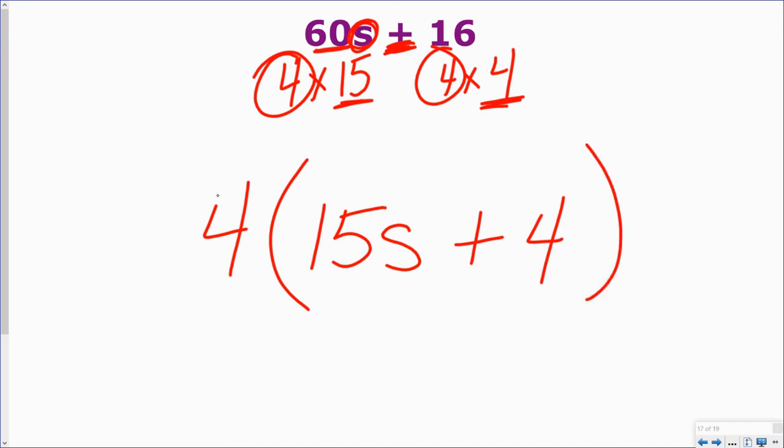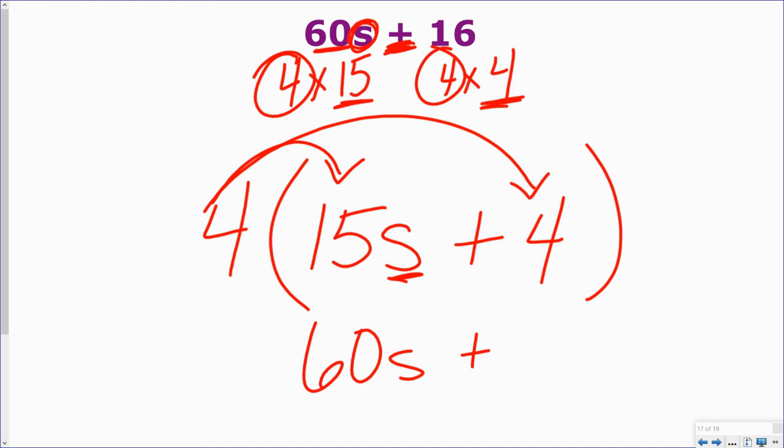And I can check it by saying, well, 4 times 15, that is 60s, plus 4 times 4, which is 16. This is the same as this, so I know that I have worked out the problem correctly.